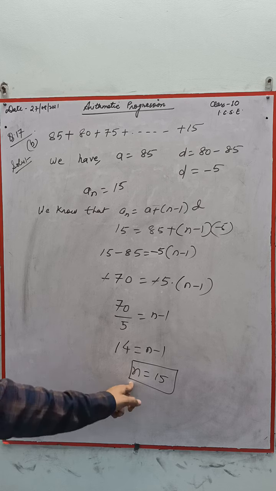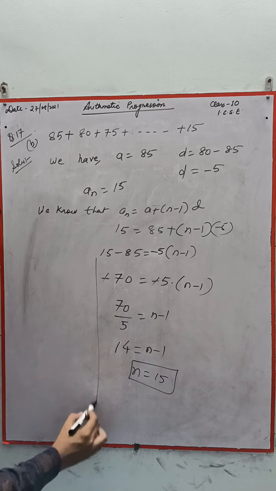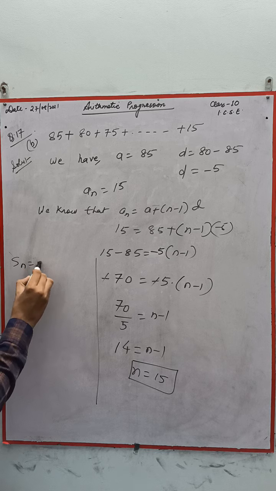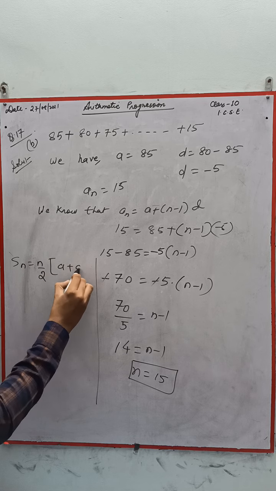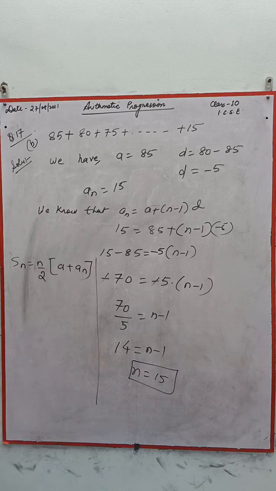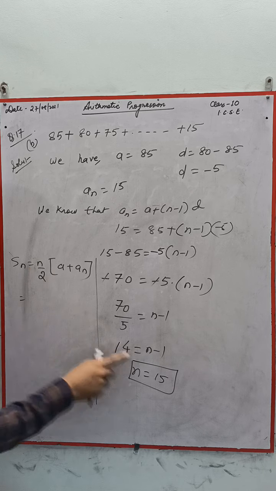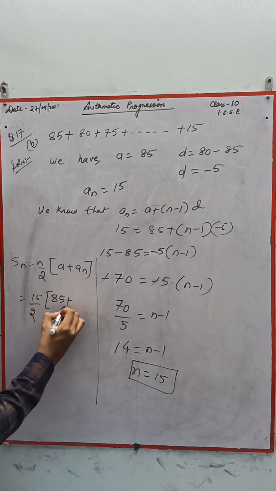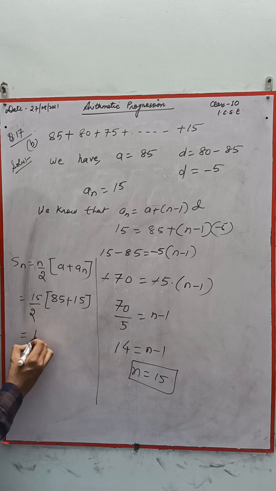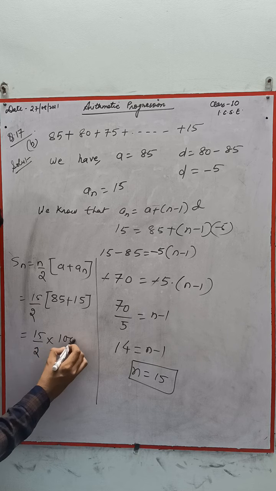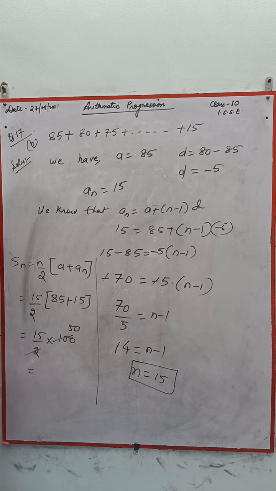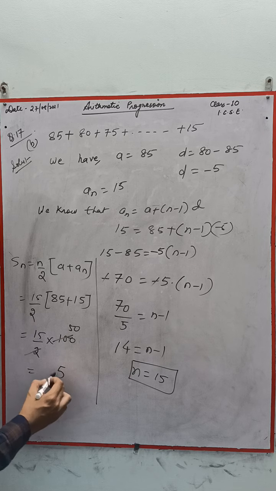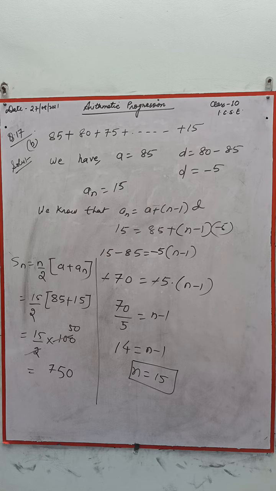Now you need to find the sum of this progression. So using the formula Sn is equal to n upon 2 bracket a plus an, you use. In place of n we can write 15. A is 85. An is 15. So 15 upon 2 into 100. It is cancelled with 50. 750. So the sum of this progression is 750.